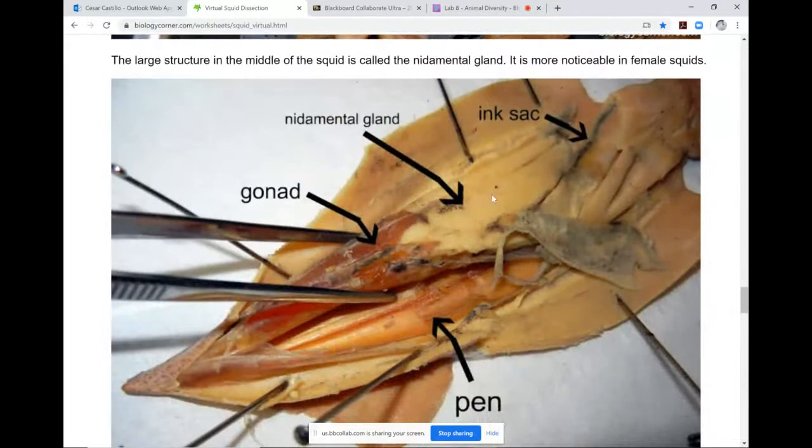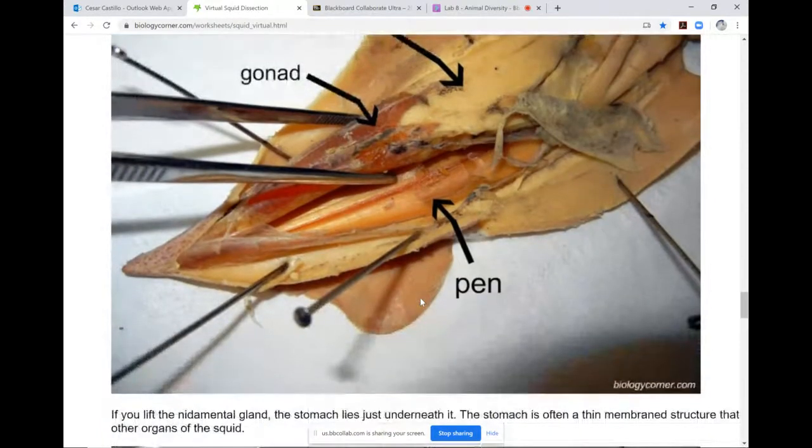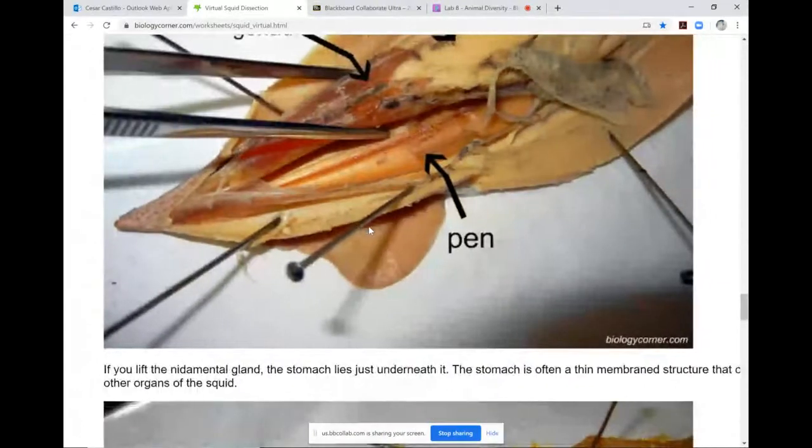Again, here's the ink sac. And here's the gonad, which has a different color than everything else. This is also probably a female and it's full of eggs. You remove the visceral mass, which is all these internal organs. Underneath, to the mantle, would be what we call the pen, and that is a thin shell. A very thin remnant of a shell from the ancestral condition.